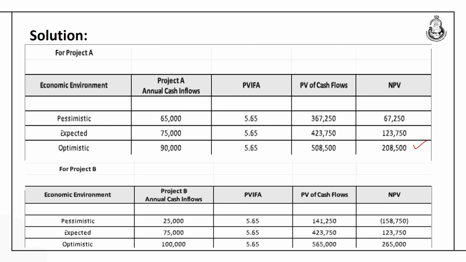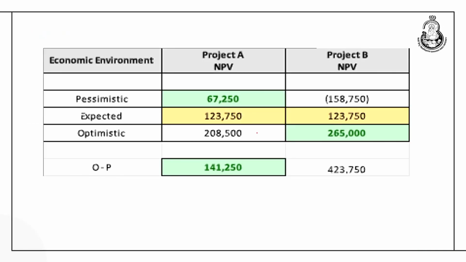Look at the result of project B. The project B is expected to give us 1,23,750 in the most likely scenario, which is quite similar to that of project A. But look at the case when the pessimistic scenario prevails, the project may result in a negative NPV, which is minus 1,58,750, but the situation is very surprising in the optimistic scenario, where NPV may go up as high as 2,65,000.